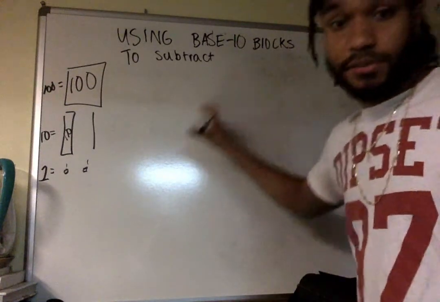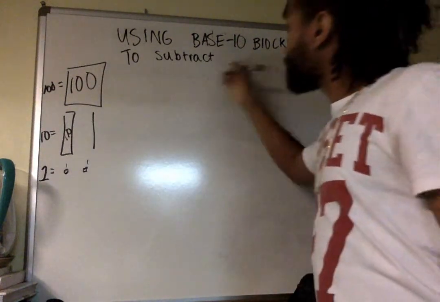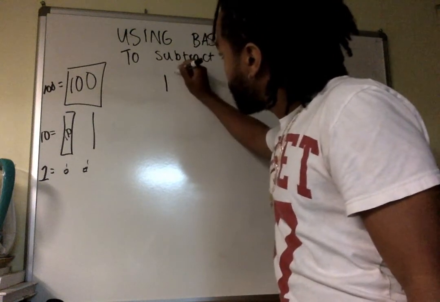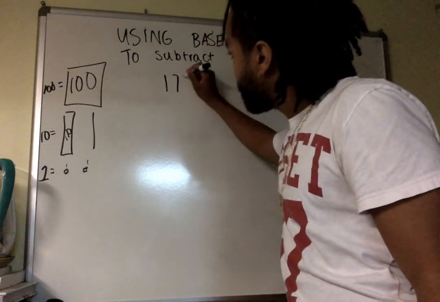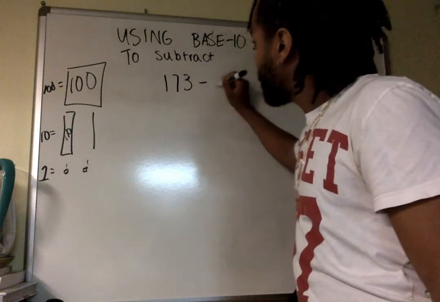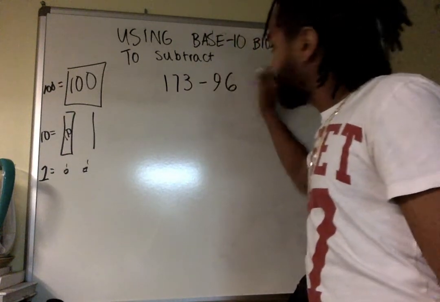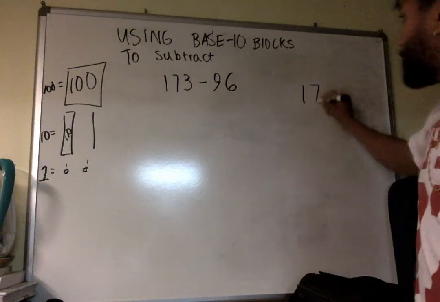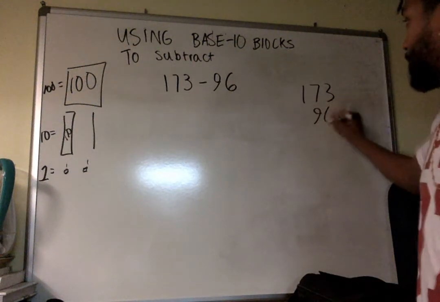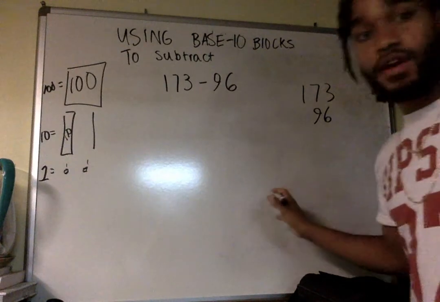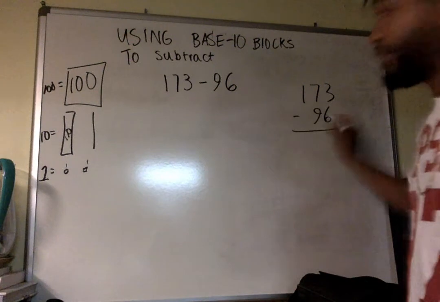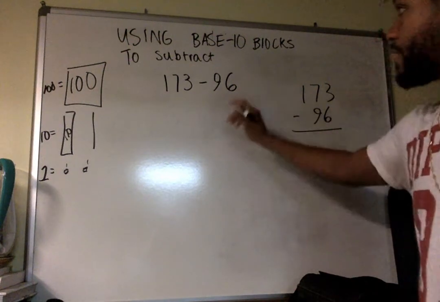So for this, I'm going to use some subtraction. All right. Let's say I am doing 173 minus 96. All right. Traditionally, we'll stack it up like this, and we'll go that route. We call this stacking. We're not going to do that right now. We're going to focus on base 10 blocks.